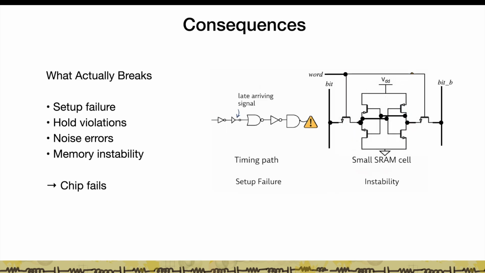All these effects combine in real chips. Timing paths fail, hold violations appear, noise corrupts signals, memory cells lose stability, and the result is simple: the chip fails.